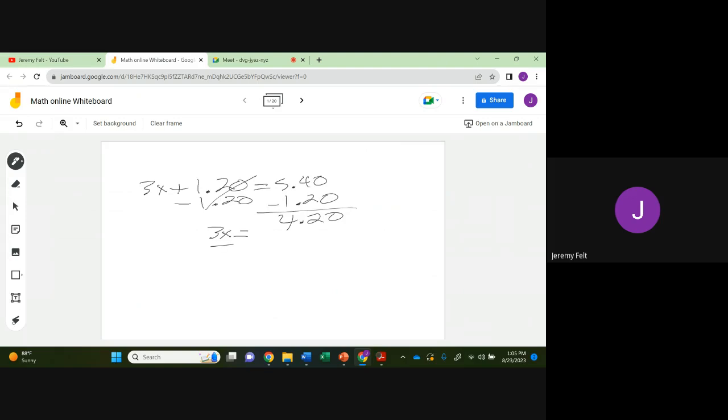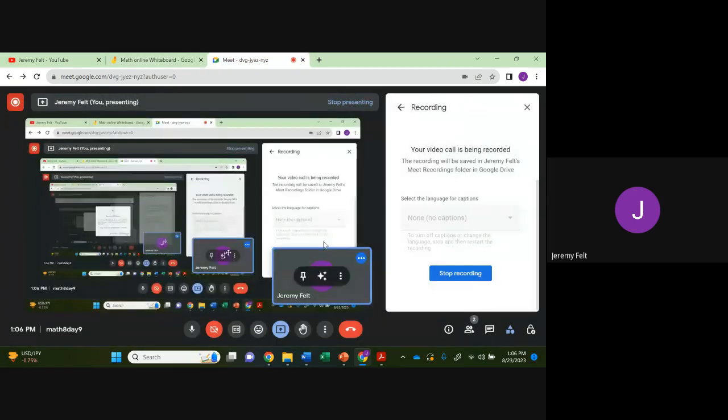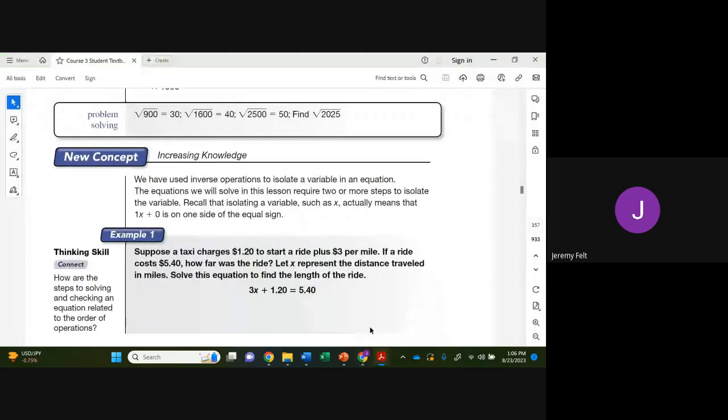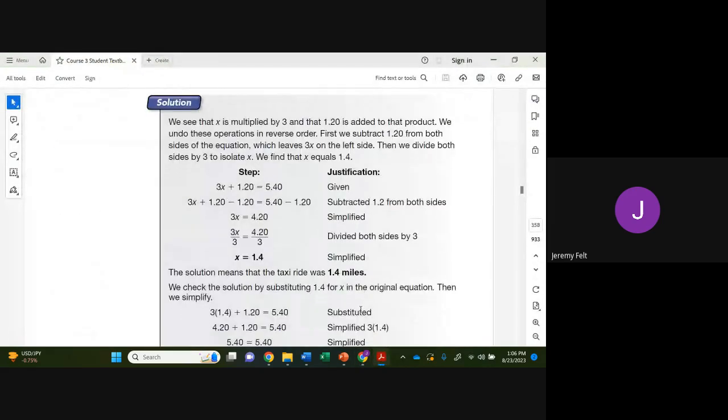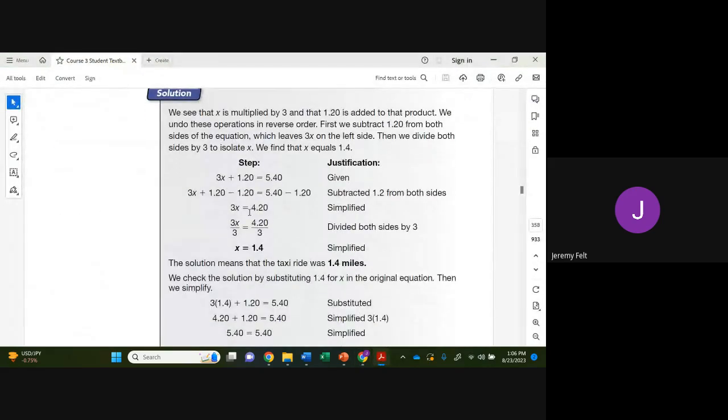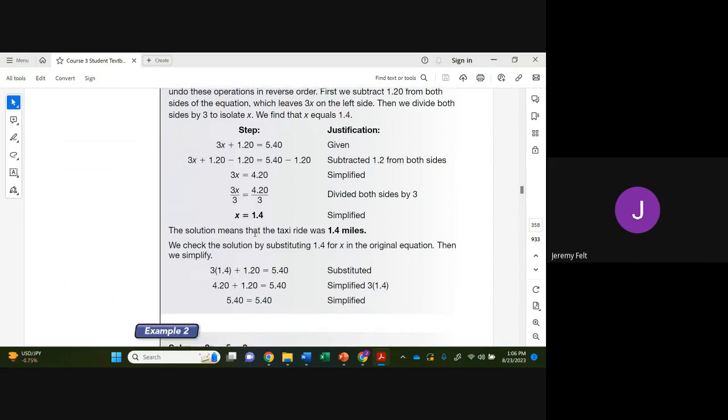Then I divide both sides by 3, and I'm left with 1x, or just x, and 4.20 divided by 3 is 1.4. So we do all the steps, the inverse operations, to get x by itself, and we get 1.4, so that tells us we traveled 1.4 miles.